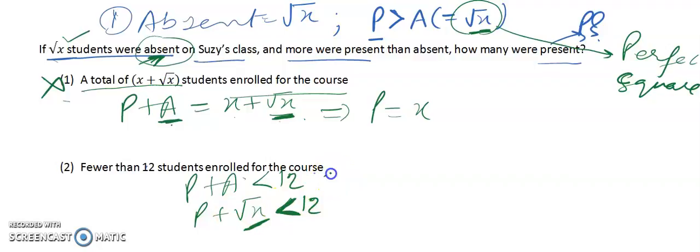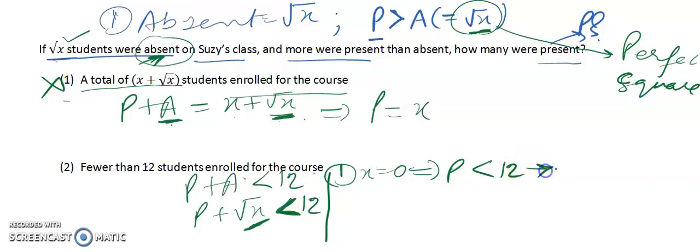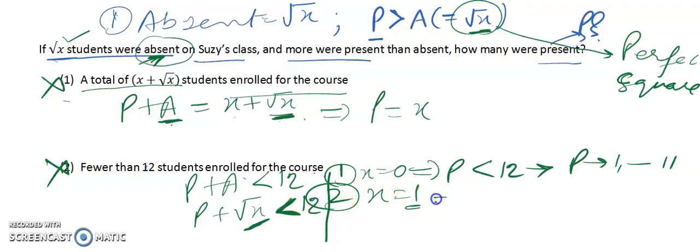So given this information in mind, let's see if we put X equal to 0. If we put X equal to 0, we get P less than 12. It doesn't help because P can be 1 till 11, any kind of value. This itself is sufficient to prove that statement 2 is insufficient. We can still probe further. If X is equal to 1, again a perfect square value, so P is less than 11. Again P is 1 to 10. So this is insufficient.